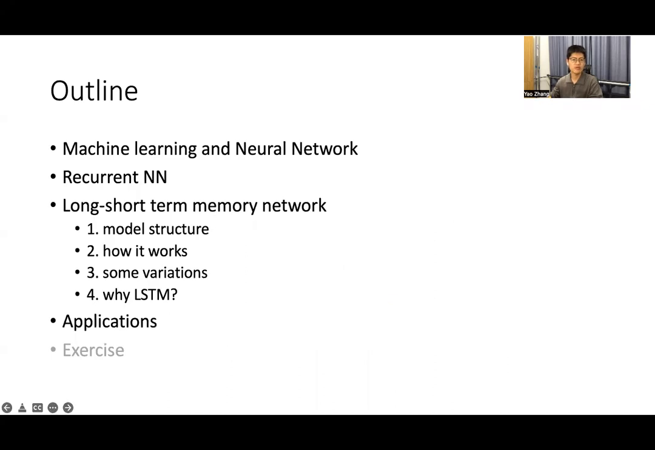This lecture will include the following sections. We will first introduce machine learning, especially the neural networks. We will also briefly talk about the recurrent neural network. Then we will go through the long short-term memory network, the LSTM. We will introduce the structure of LSTM, how it works, some other forms of the model, and why we need LSTM. Lastly, we will briefly talk about some application examples. There will be an exercise, but we will not cover it in this lecture.